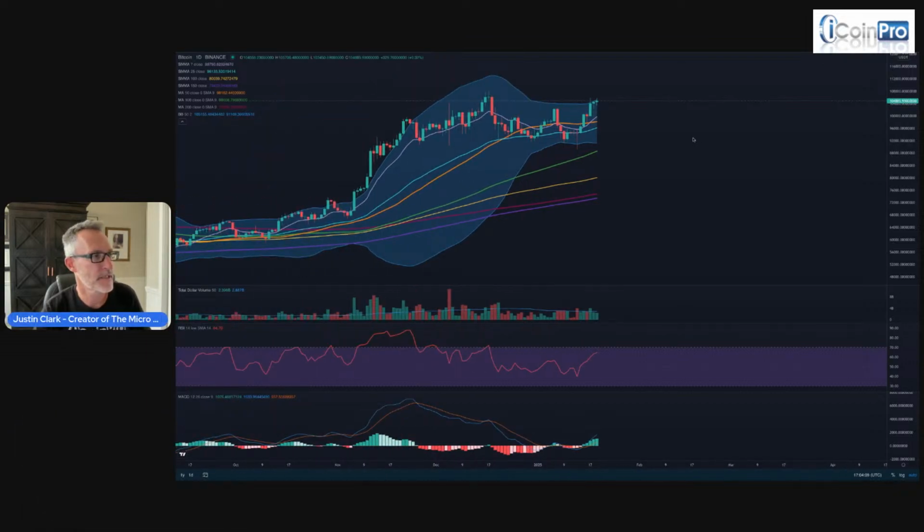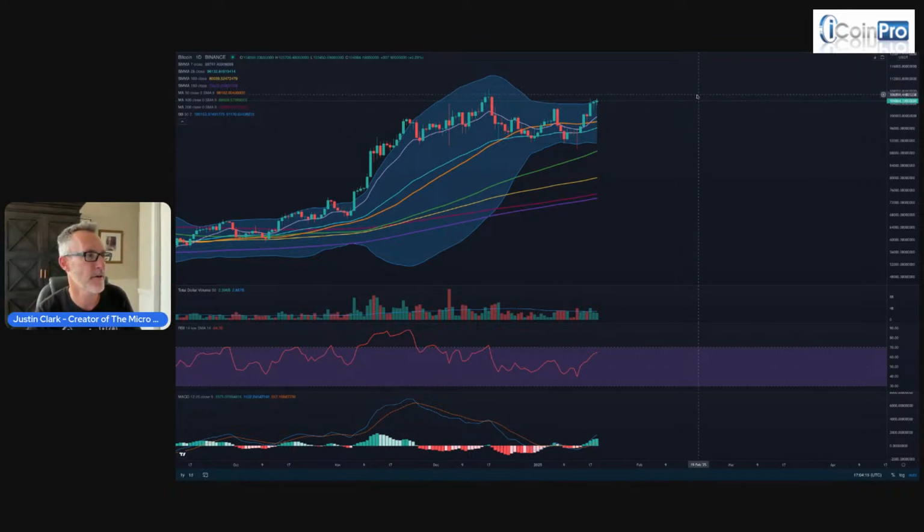So we just got to watch these levels and do our thing. 105 is the area to overcome next. Then 108, 109. On the downside, we got to stay over 100. If we lose 100, 95 is the next battleground, and then probably 89, 90 around there. Okay. All right.